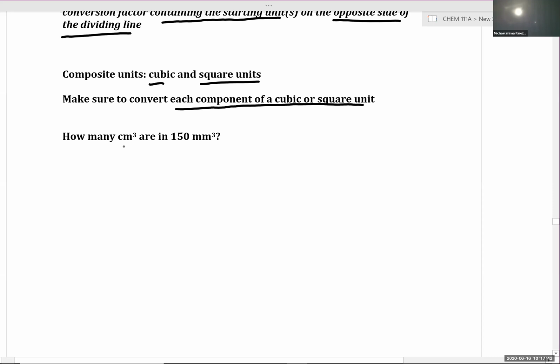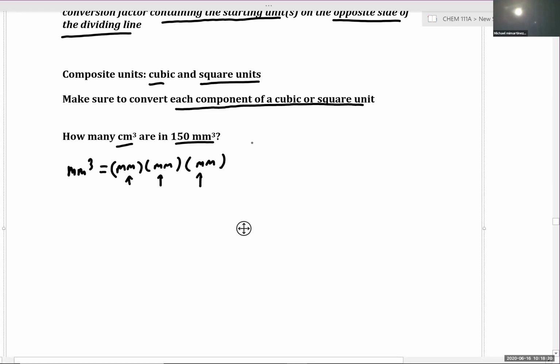So for example, if we're asked how many centimeters cubed are in 150 millimeters cubed, the first thing that we need to do is recognize each of the component units in this cubic unit. Millimeters cubed represents millimeters times millimeters times millimeters, okay? So then we have to convert each of these prefix units of millimeters to centimeters.